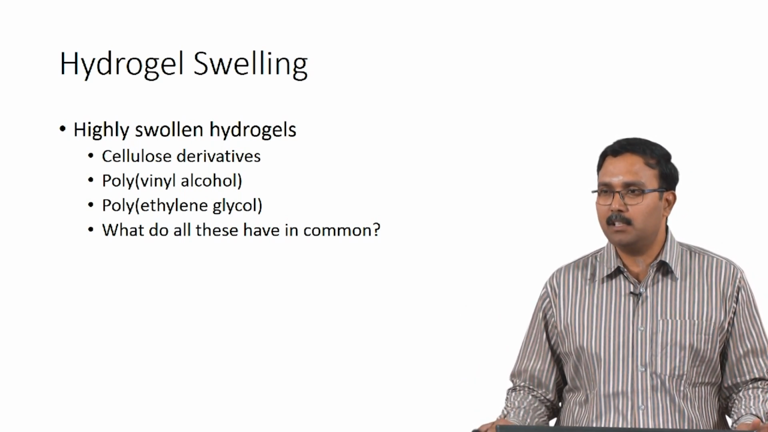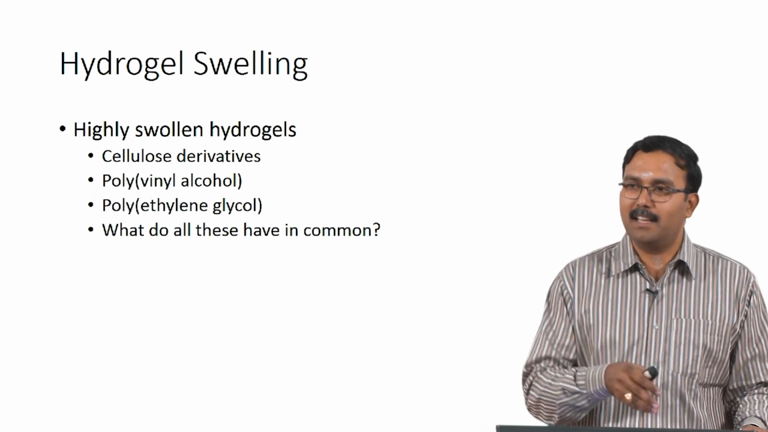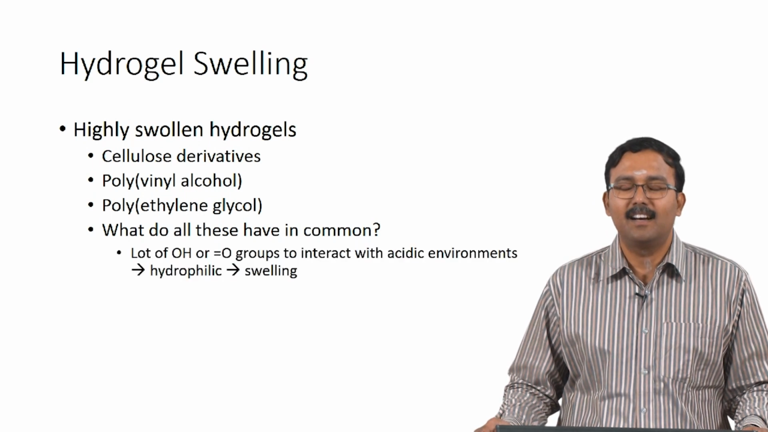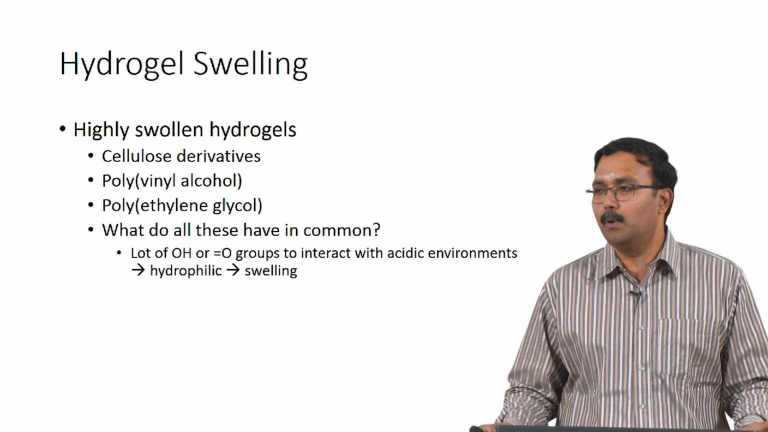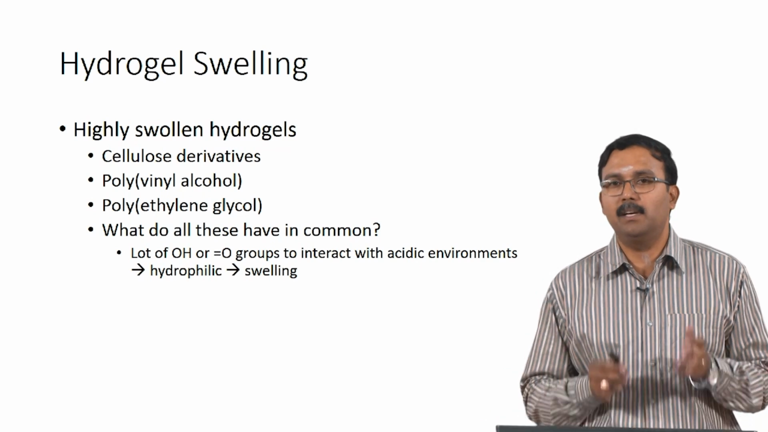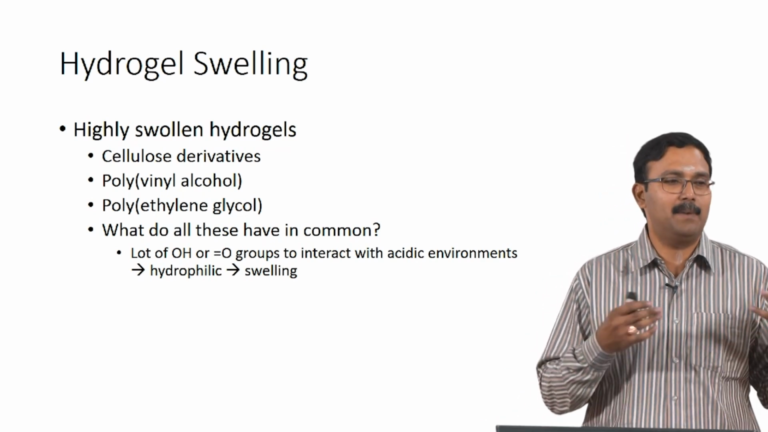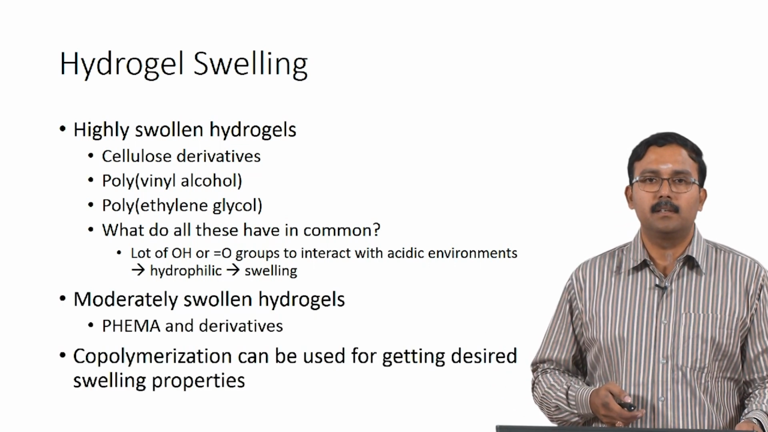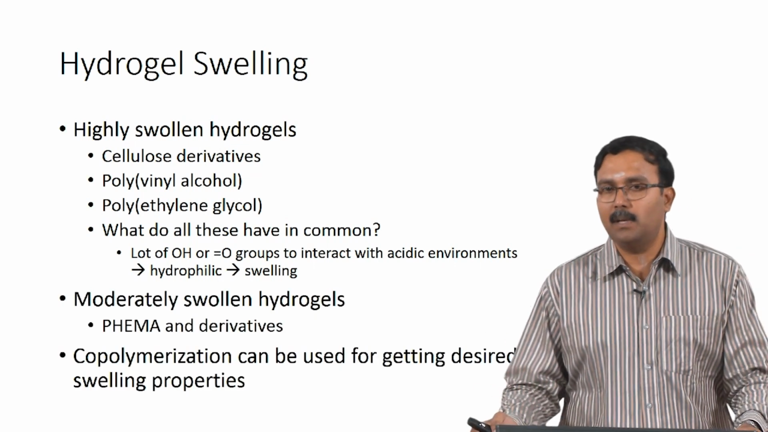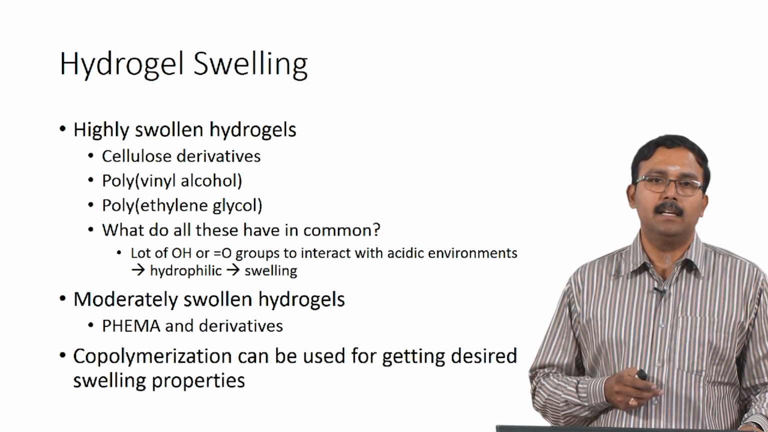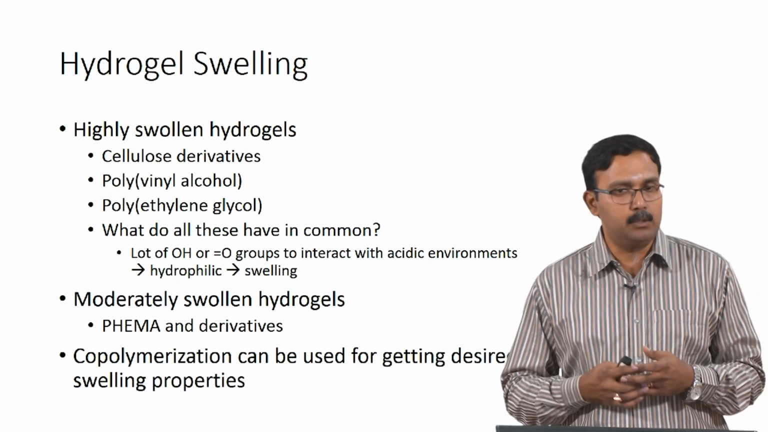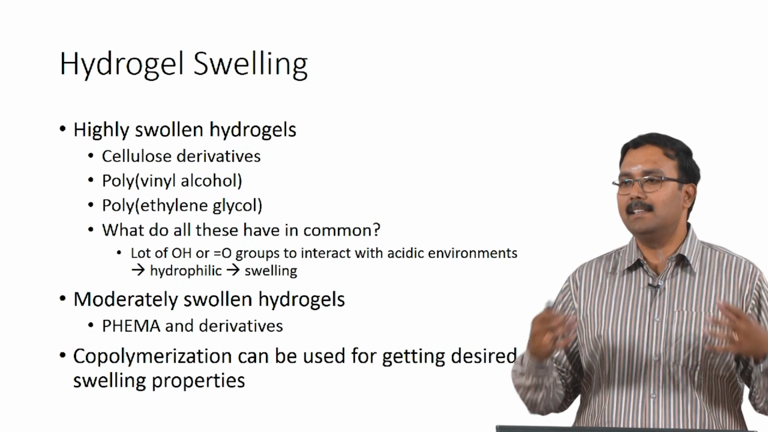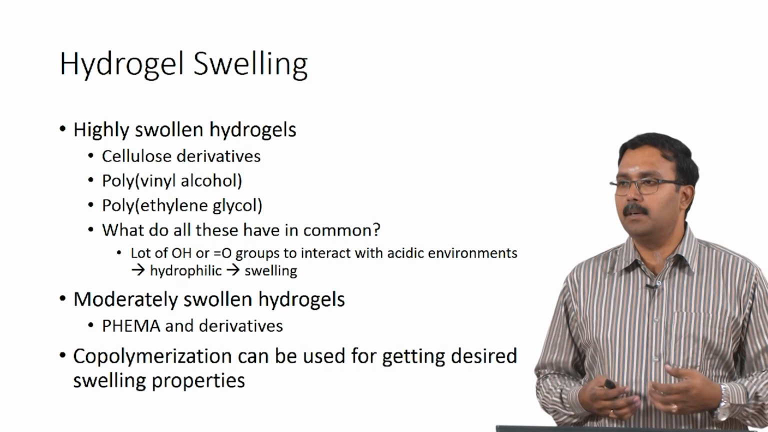Hydrogen bonding with water is possible, but what is their structural feature which causes the hydrogen bonding with water? Hydroxyl groups. So, they have a lot of OH groups. Okay, so that is what makes them highly hydrophilic, and they can swell a lot and absorb a lot of water. Okay. So, there are also moderately swollen hydrogels like polyHEMA, and copolymerization can be done to optimize the swelling ratios to get desired swelling ratios using 2 different materials.